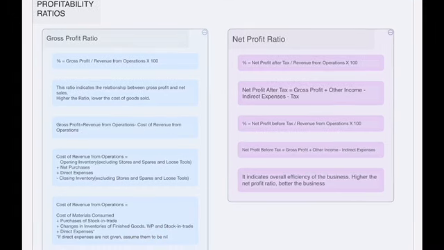The second ratio is the net profit ratio, similar to the gross profit ratio. In the gross profit ratio, we were studying the relationship between the gross profit and revenue from operations. In this ratio, we will be considering the relationship between the net profits and revenue from operations.